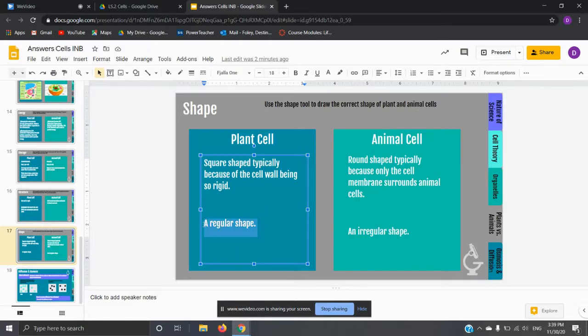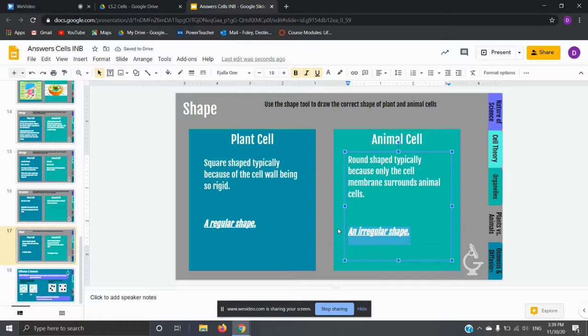You will see this again, I promise. So you need to remember this. I'm going to highlight it and bold it and underline it for you. Animal cells are typically round shaped, and that's because it just has a cell membrane. It is also known to be called an irregular shape. Animal cells come in all sorts of shapes. They're not all circular. The ones that you will see will be, but typically animal cells, the way your muscle cells look versus your other cells, are vastly different.